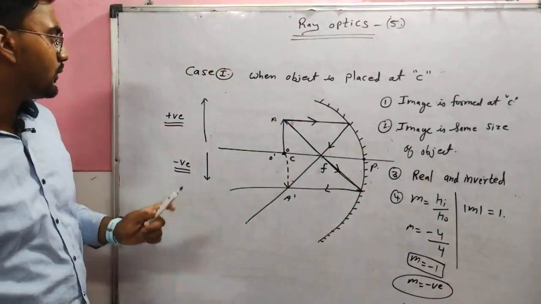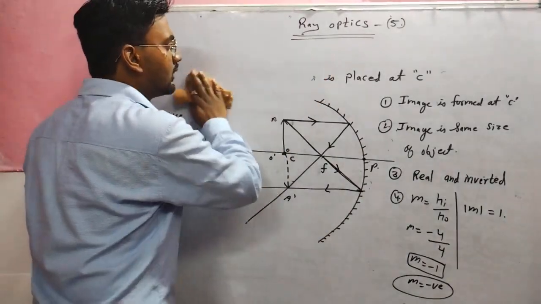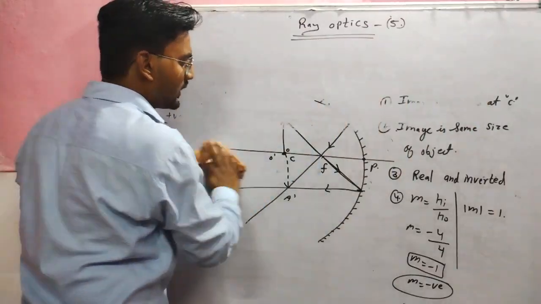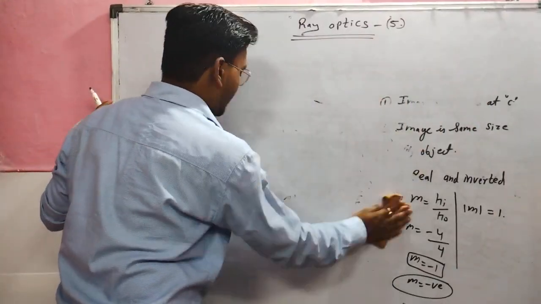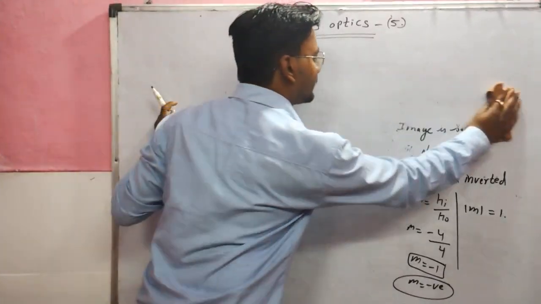Okay, now we consider the next case, which is when object is placed between C and F. Okay, let's see the third case.